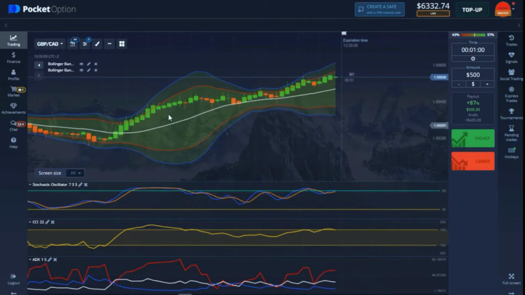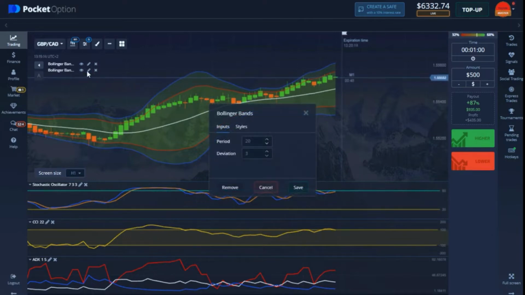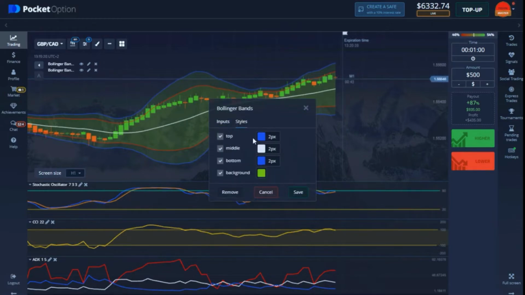The second indicator we're using is another Bollinger Band, but this time the deviation is 3, and the period is 20 as well. Over here on the style, the top color is blue, the middle is white, and the bottom is blue. I also set all the lines to 2 pixels. So that's pretty much all I do. When you're done, you hit save.